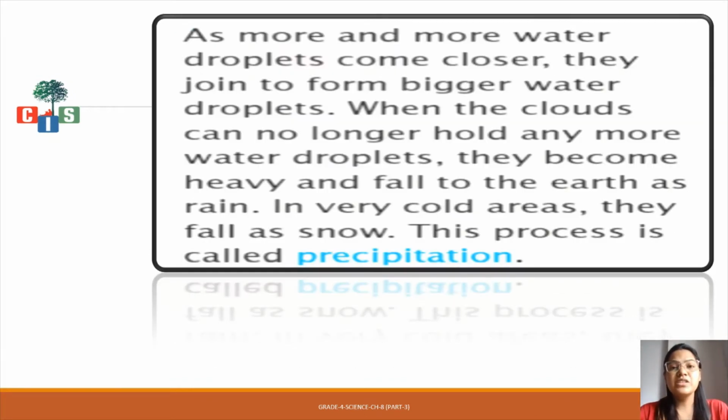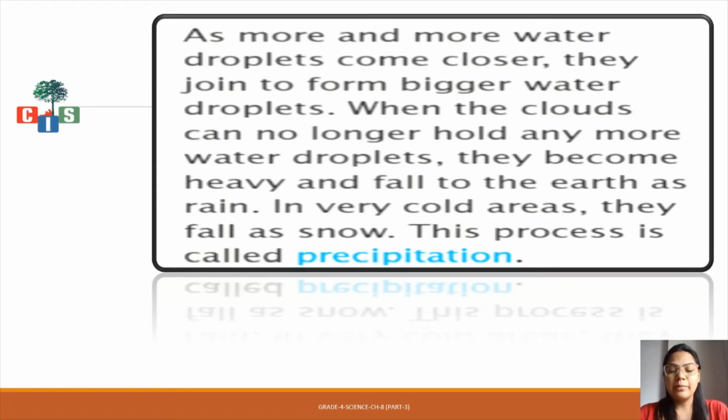As more and more water droplets come closer, they join to form a bigger drop. When the clouds can no longer hold any more water, they become heavy and fall to the earth as rain. In very cold areas, they fall as snow. The process is called precipitation.